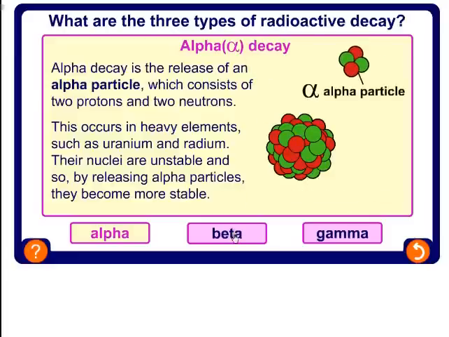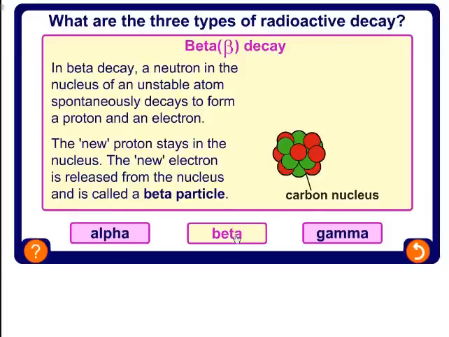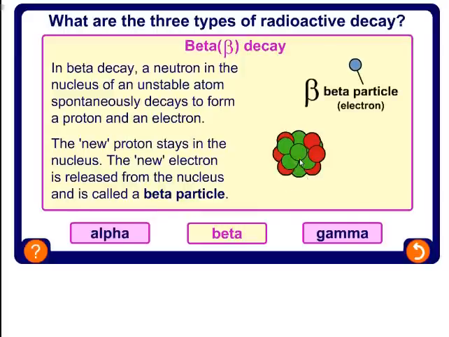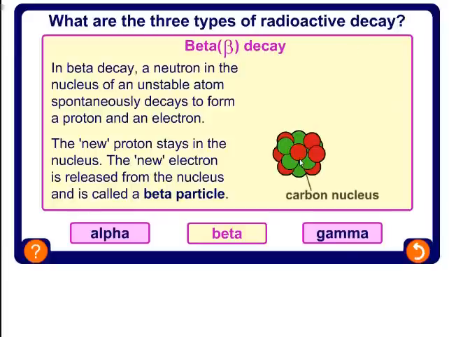If we look at a beta decay, it is where a neutron spontaneously decays to form a proton. So a neutron turns into a proton, and in the process it sends out what actually is a very fast moving electron, which we call a beta particle.